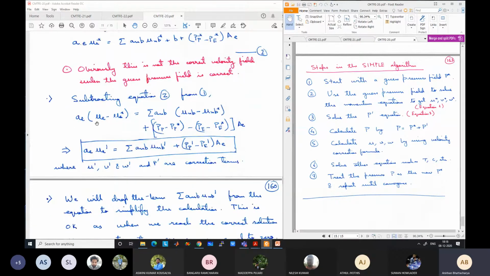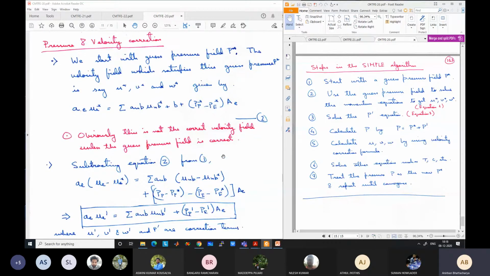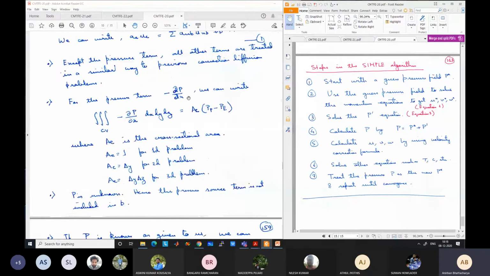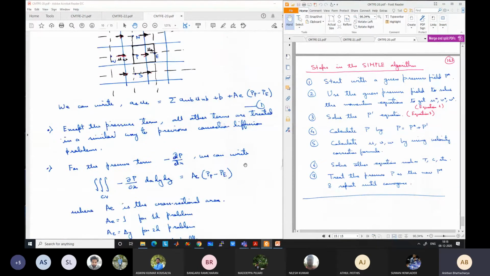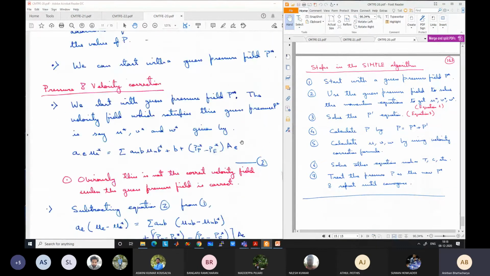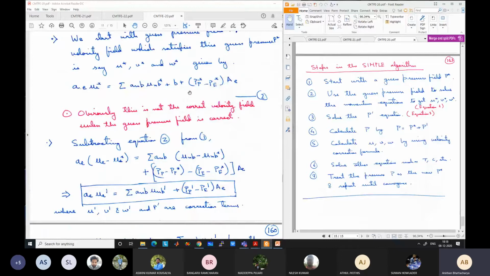So like AE (UE minus UE star), by subtracting the star momentum equation from the actual momentum equation. Remember, in the actual momentum equation we don't know the velocities, but in the star momentum equation we know the velocities, because those are based on the calculation. By subtracting one from the other, we got an equation which had the dash terms, the error terms, or the correction terms: AE UE dash is equal to summation ANB UNB dash plus (PP dash minus PE dash) into AE.